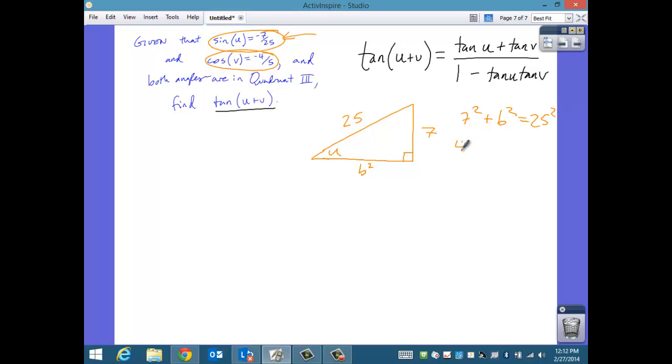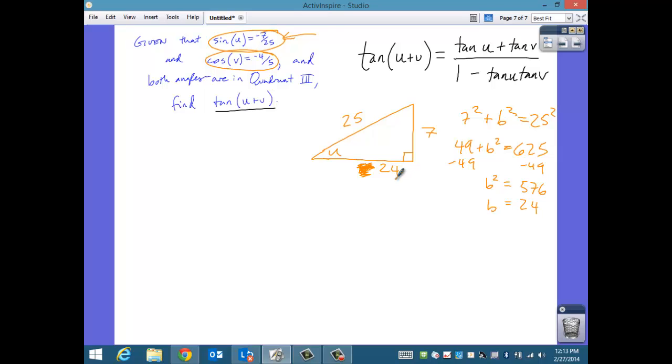So this is now 49 plus b squared equals 625. Take that away. B squared is 576. And we take the square root of that, and b is 24. Okay. So this other side here, and I shouldn't have put in a square there. It's not b squared on that side, it's just b. It's a bad habit I've been getting into. Anyway, I don't have to write b either. I can say this is 24.